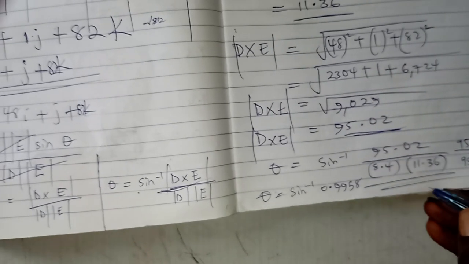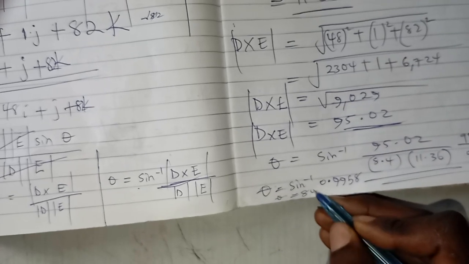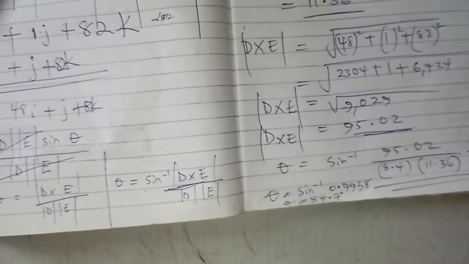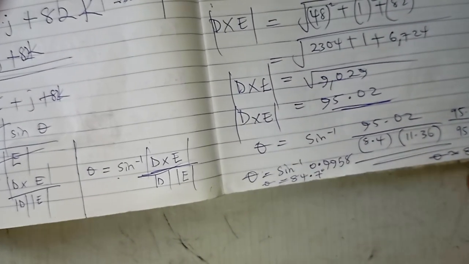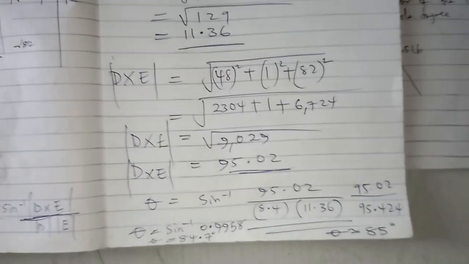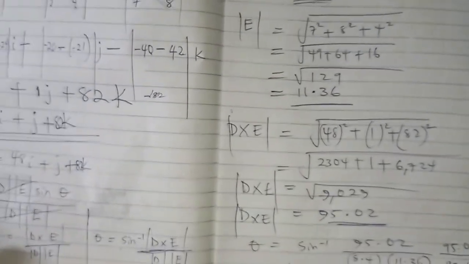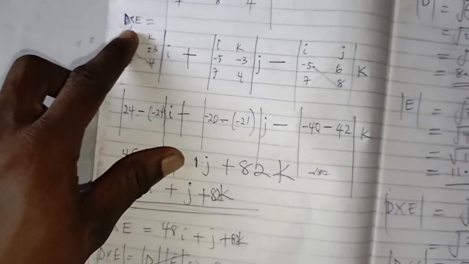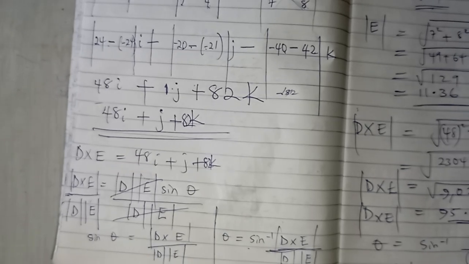So do it. Sine inverse of 0.9958 gives you theta equal to 84.7 degrees. So theta is approximately 85 degrees. This is what I have. That is the angle between them. That is how you find the angle between them. It's one thing to find the cross product, D cross E. Another thing is to get the magnitude; with the magnitude you work out the angle.